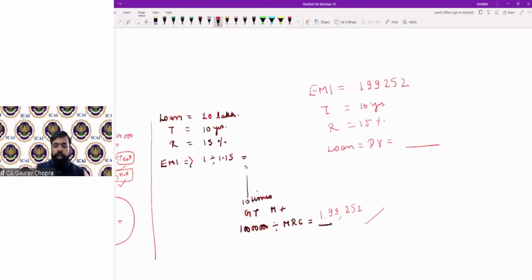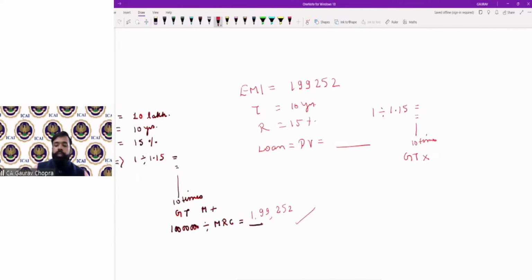So in that case, what will we do there? 1 divided by 1.15. Press equal to how many times? 10 times. Then GT multiply by 1,99,252. You will get the answer 10 lakhs. All right. So if EMI is given, we can calculate the loan. If loan is given, then we can calculate EMI.